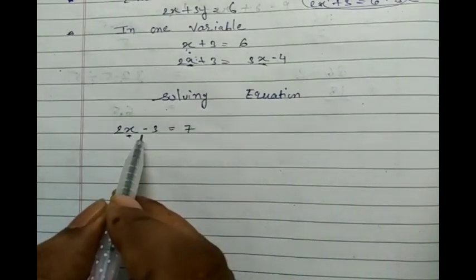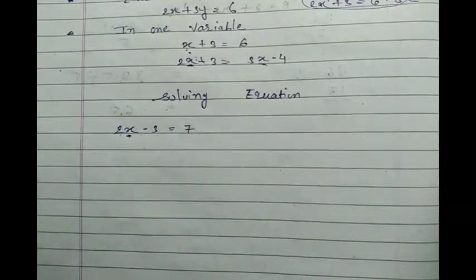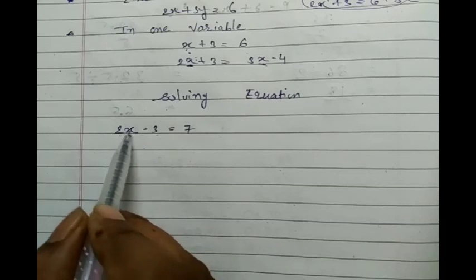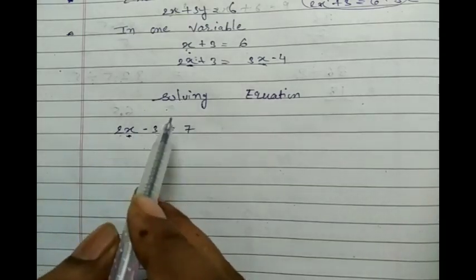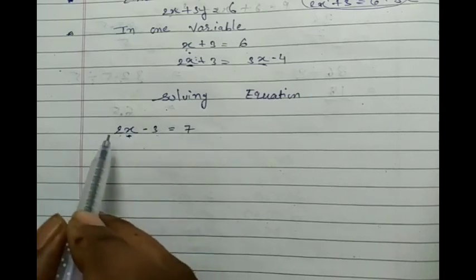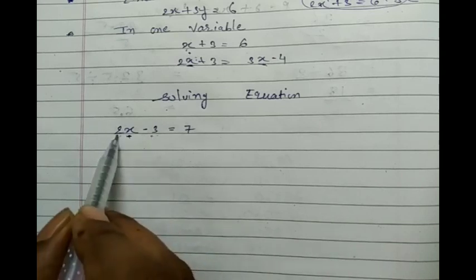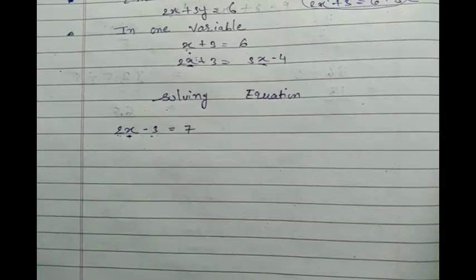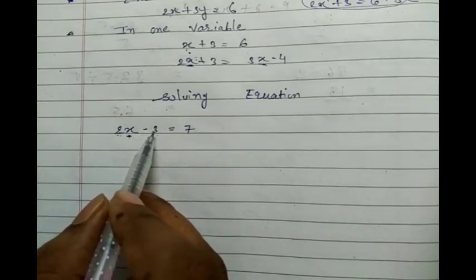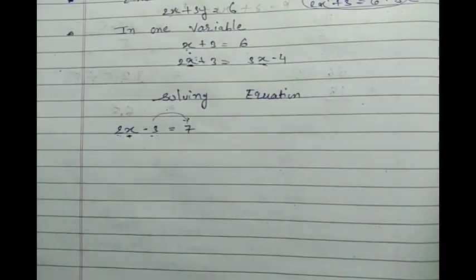Now it is given 2x minus 3 is equal to 7. As we know, whenever we have to solve the equation, we have to find out the value of x. For that, we have to change the side of the remaining elements of the expression. So what are the remaining elements of the expression here? Here is minus 3 and 2 in multiplication with the x. So when we change the place of minus 3 from LHS to RHS, what do we get?